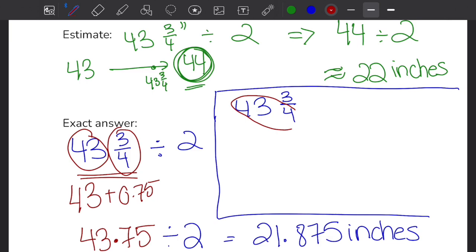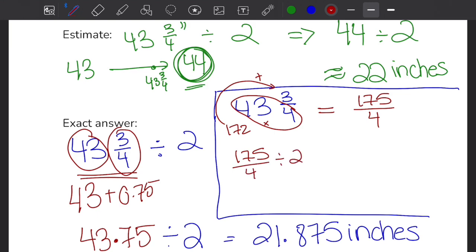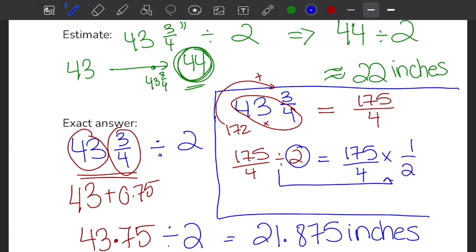So I'm going to multiply these two together. 43 times 4 is equal to 172. And then you add it to 3 and you get 175. So as an improper fraction, this is equal to 175 over 4. Your denominator does not change. Then you take this number and divide it by 2. Dividing by 2 in fractions is the same thing as multiplying by the reciprocal. So we change the division to a multiplication and we flip this number and it turns into 1/2.